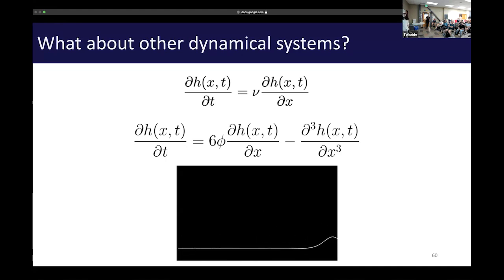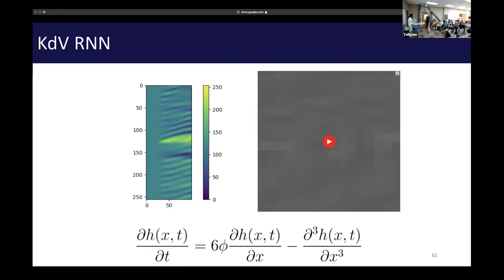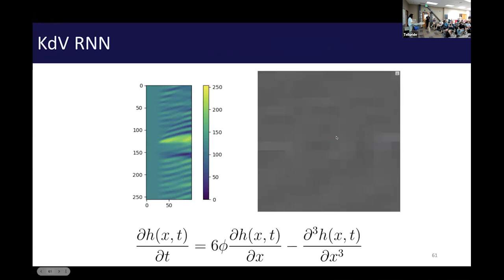This H is supposed to be multiplied by this. Oh, right, H times H, yeah. And then you have this third order partial derivative here. So I implemented this in the same way with the wave RNN.